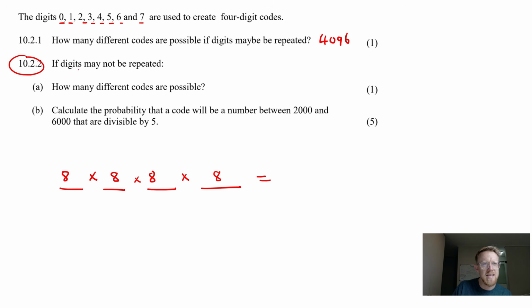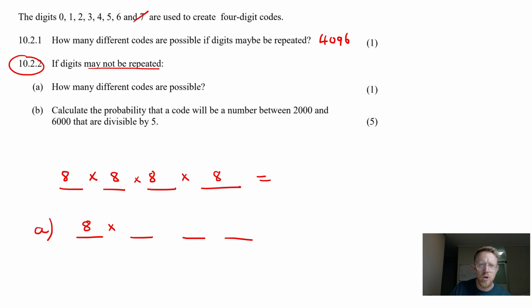Okay, this one says that if the digits may not be repeated now how many codes can you make? Okay, so this is now number A. So we still have 4 options. Well, we still have 4 digits that we have to make. So for the first option, you have 8 different numbers that you can choose from.